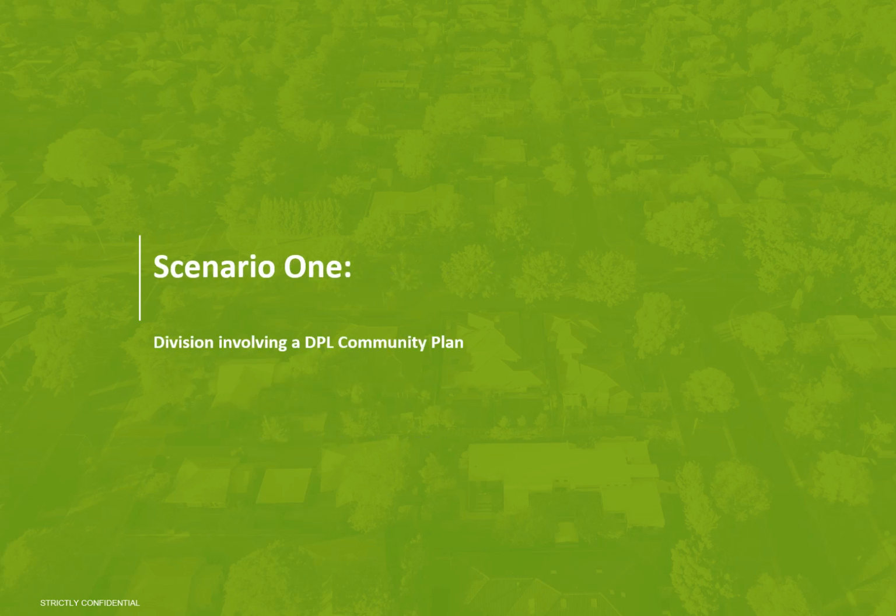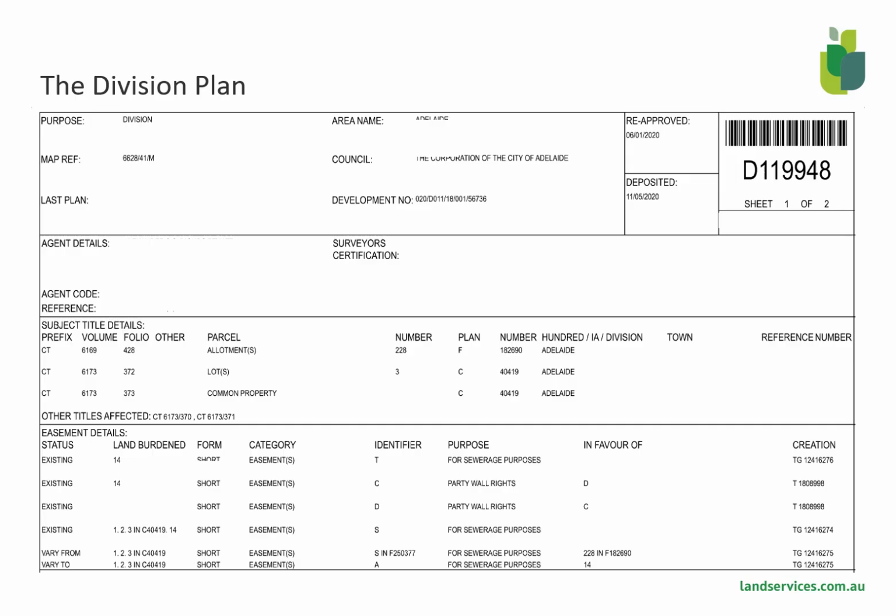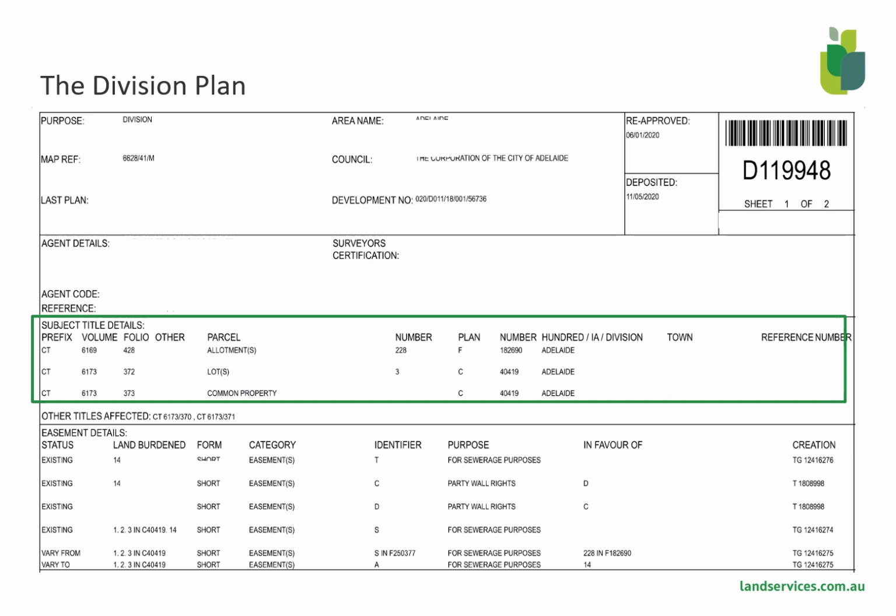Scenario 1 covers a division involving an amendment to a community plan. The division plan is the first step of the process and sets up the community or strata amendment. In the division plan, the allotments, lots, or common property affected must be shown in the subject title details. Please note, these are shown as CT on the division plan, not Part CT, as they are considered full CTs and part of the division process.